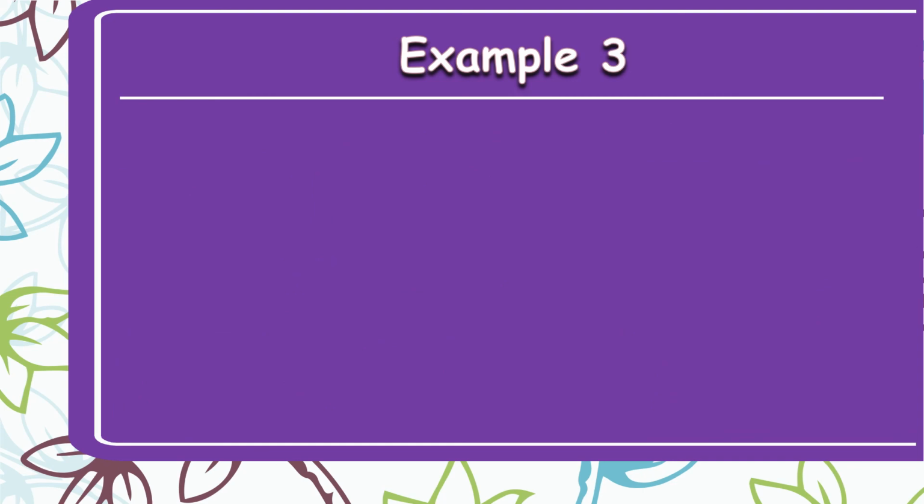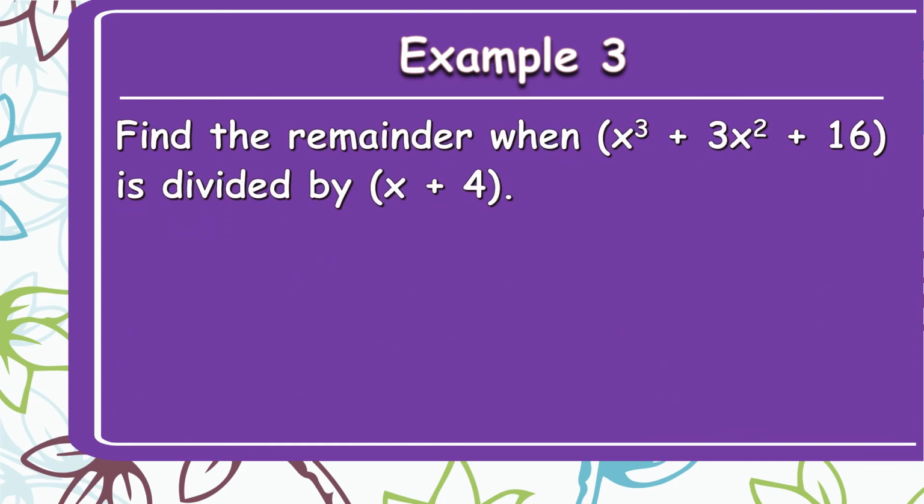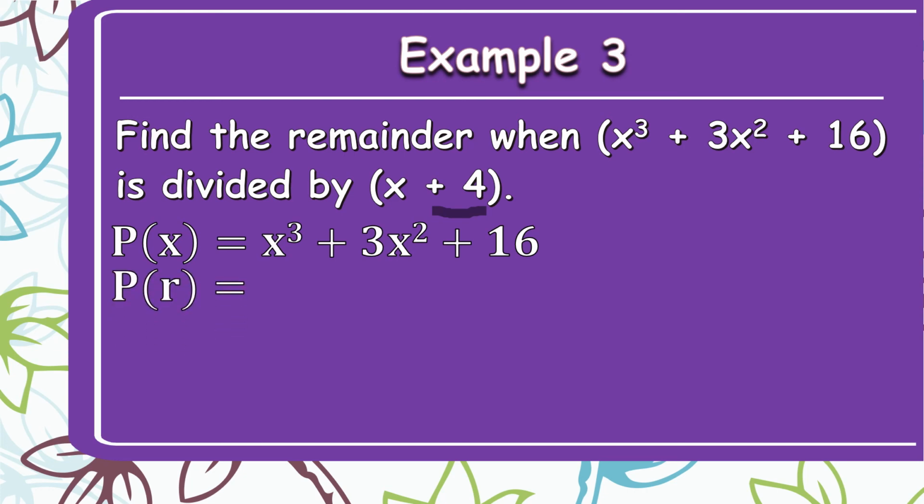Now, for our third example, let's find the remainder when x cubed plus 3x squared plus 16 is divided by x plus 4. So, p of x is equal to x cubed plus 3x squared plus 16. So, substitute ulit natin yung r natin. Ano ba ang r natin? So, kung positive 4 yung constant dito, magiging negative 4 siya. So, papalitan natin yung x ng negative 4. So, it will be negative 4 cubed. So, yung 3x squared magiging 3 times negative 4 raised to 2 plus 16.